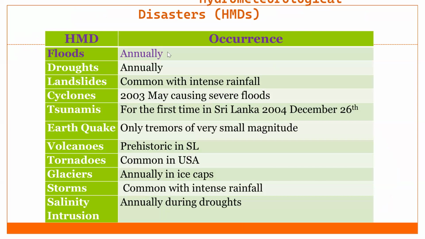Hydrometeorological disasters, how it is classified, how it is listed, and frequency of occurrence. This is globally, but Sri Lanka floods annually, droughts annually, landslides common with intense rainfall more than once in a year. Cyclones not very frequent. Tsunamis only once. Earthquakes only tremors of very small magnitude. I am just referring to Sri Lanka.